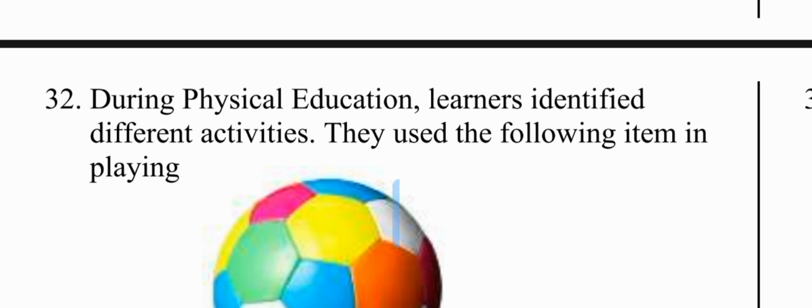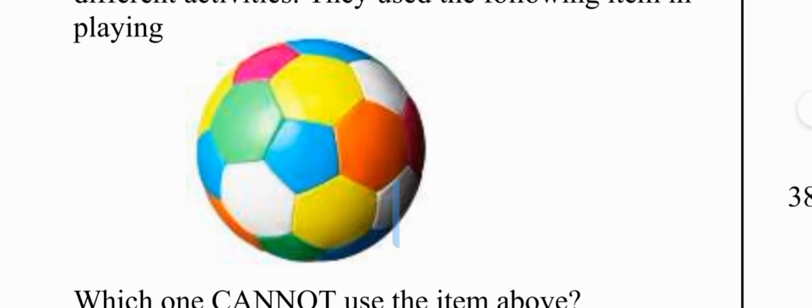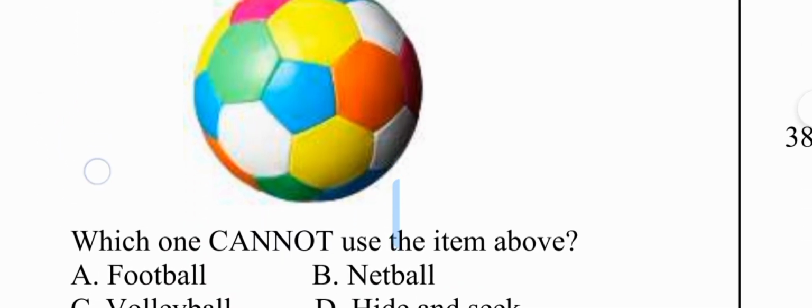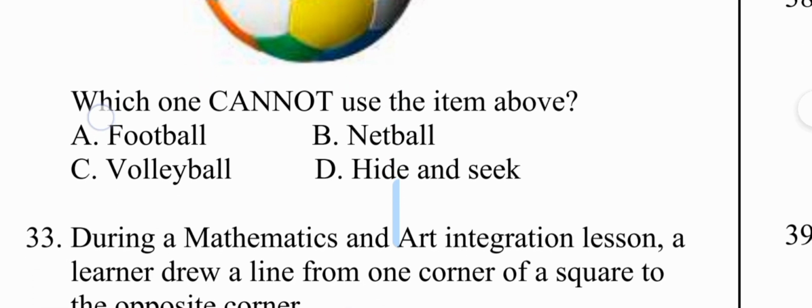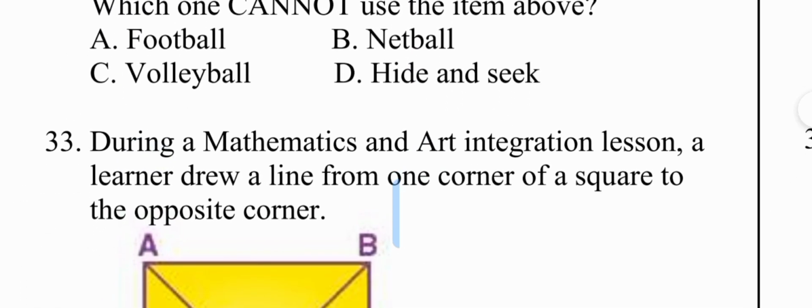Learners identify different activities. They use the following item to play. So we have this item here. This is the item the learners used. Which one cannot use the item above? We have a ball, volleyball, netball, football can use, apart from hide and seek. So the correct answer there is D, hide and seek.